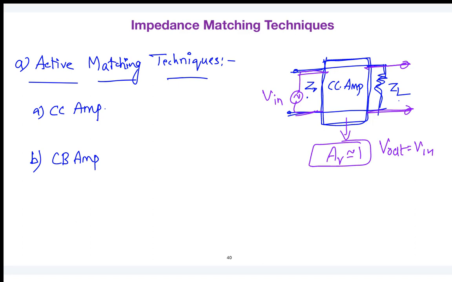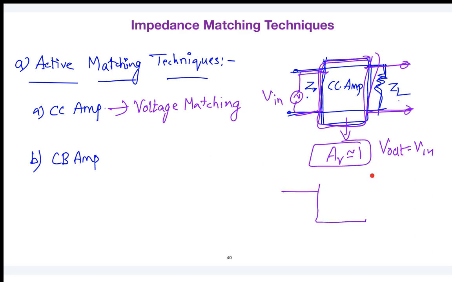Yeah, so the common collector is basically used if you require voltage matching. That means if you want to transfer the maximum voltage from the source to the load, you can go for the common collector amplifier. Whereas this common collector amplifier cannot be used for current matching, because it has a current gain which is very, very huge. So if you want current matching, you can go for a common base amplifier.